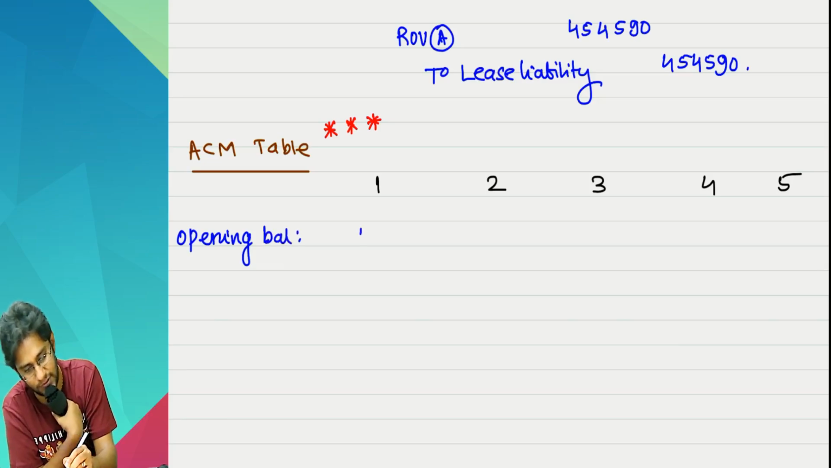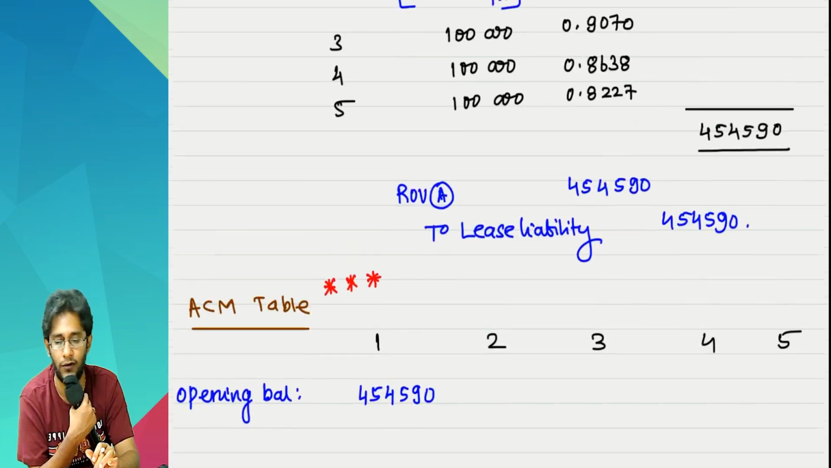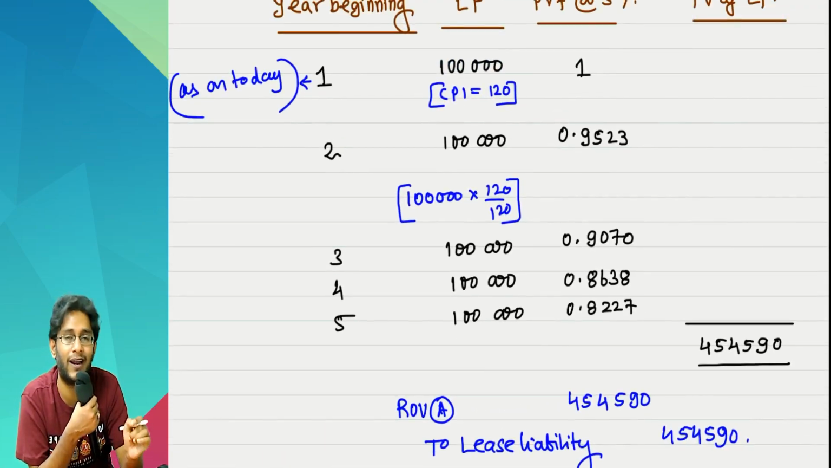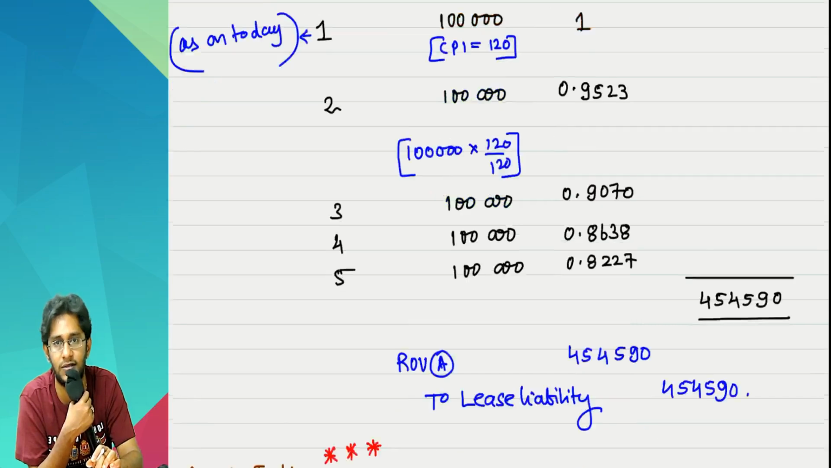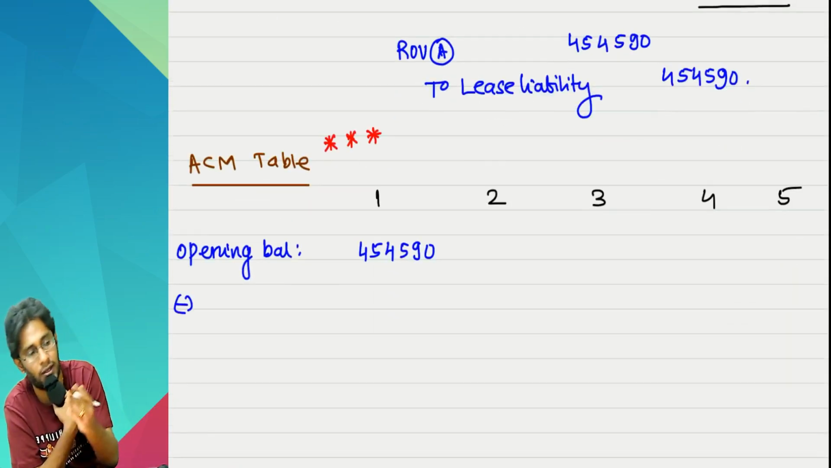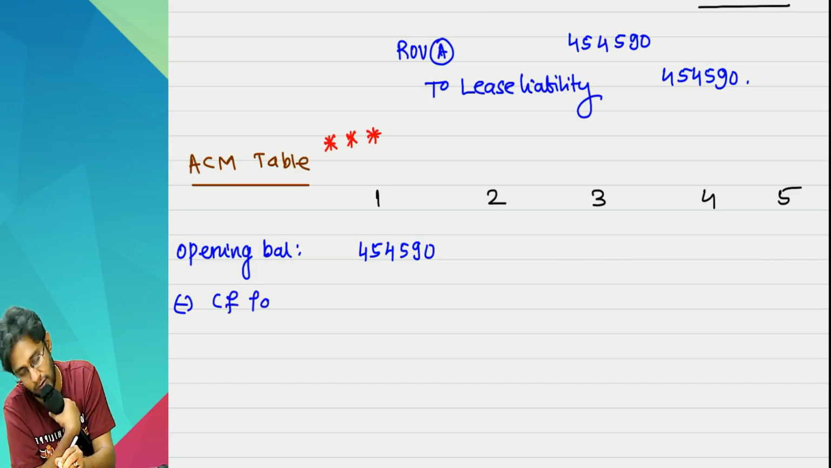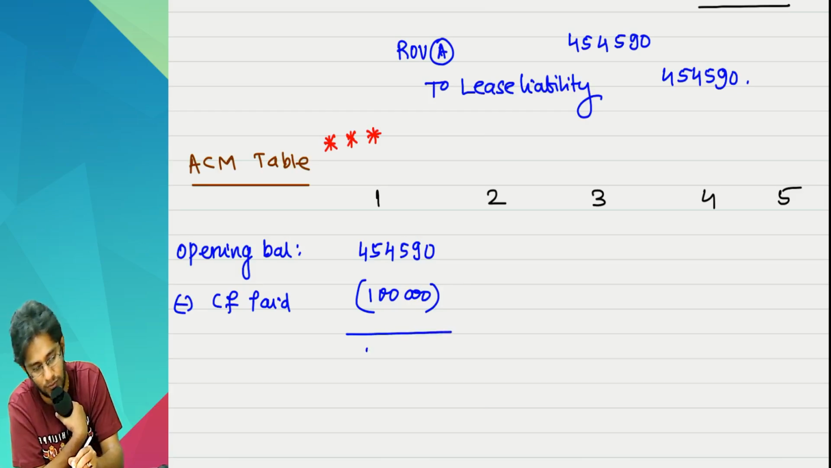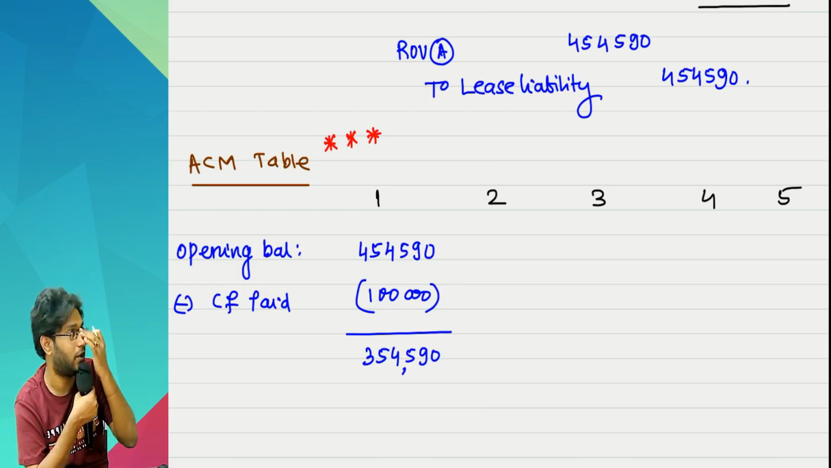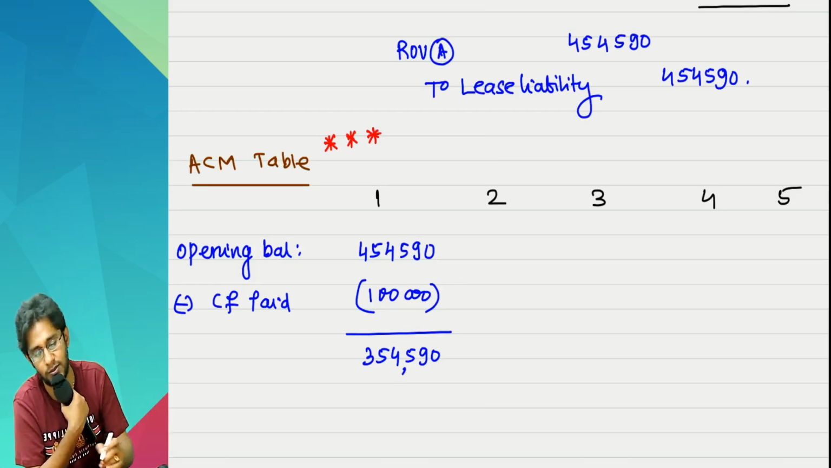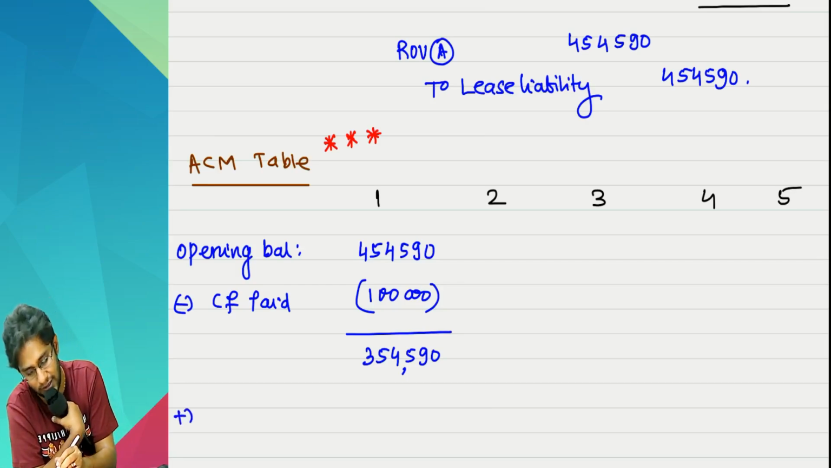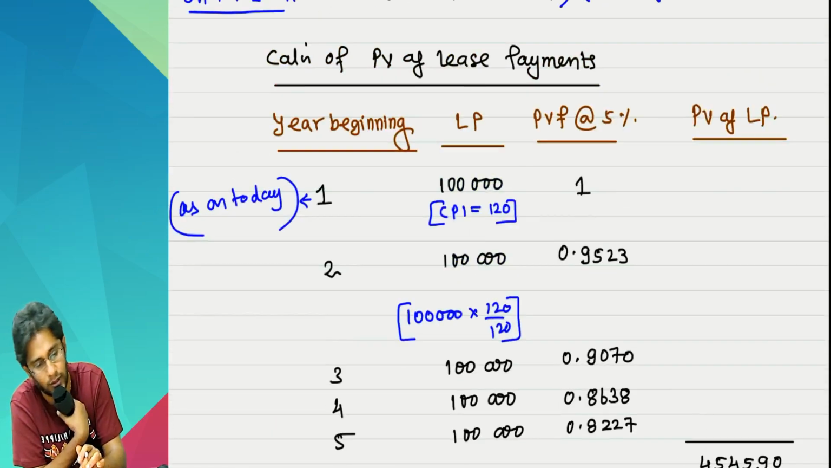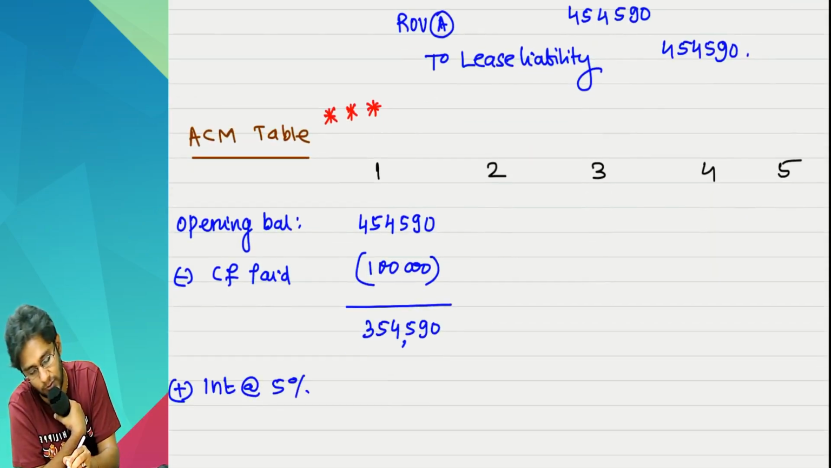The initial amount or opening balance was 4,54,590. This is the present value of so many 1 lakhs, including the 1 lakh you are paying on the first day itself. So first you have to make the lease payment without adding interest, because here payments are at the beginning of each year. In the normal table you add interest, which is correct when paying at the end of the year, but here you pay first and then add interest on the remaining amount. What is the discounting rate we have used? 5%. Please do this.